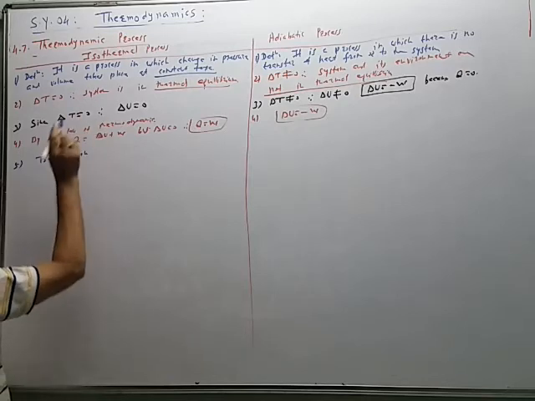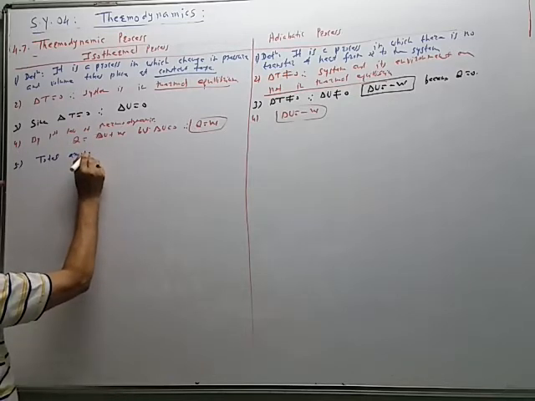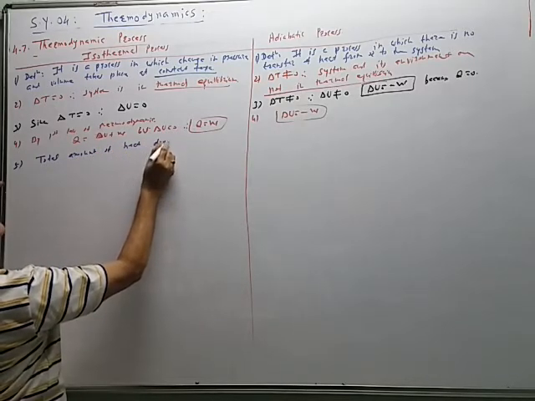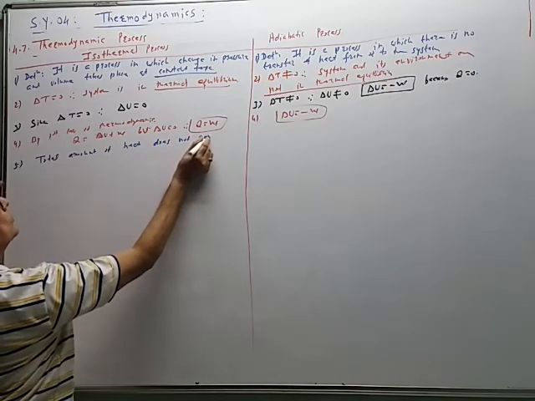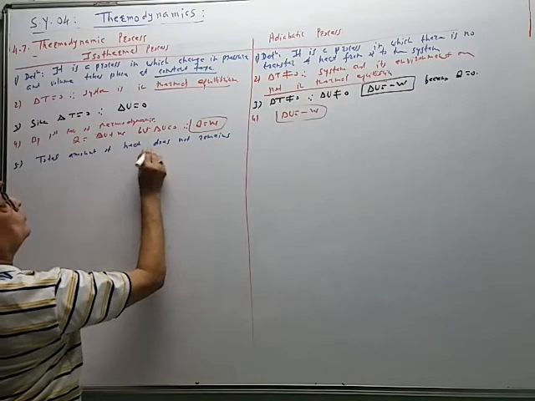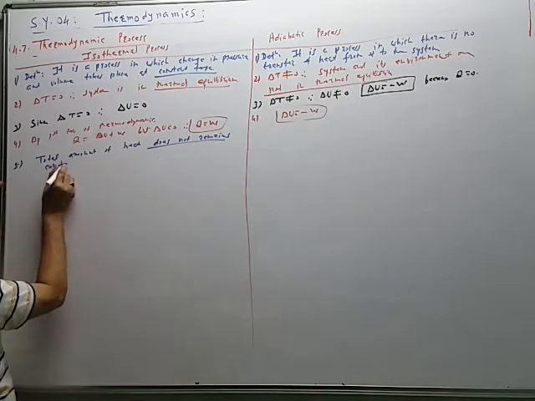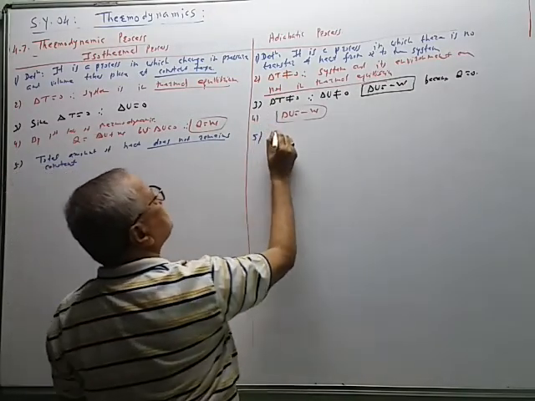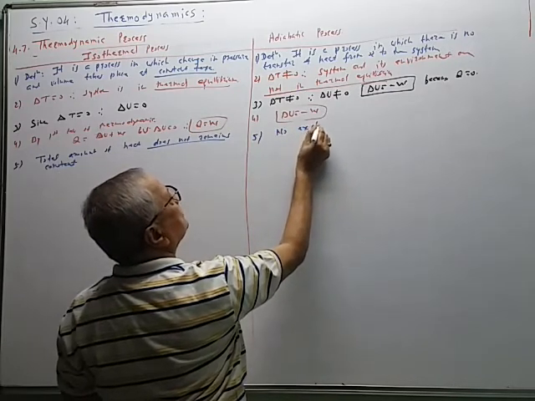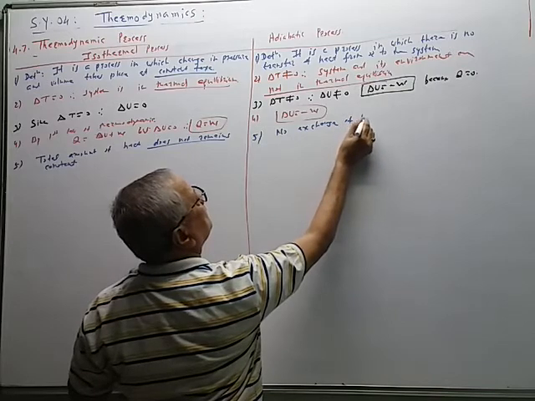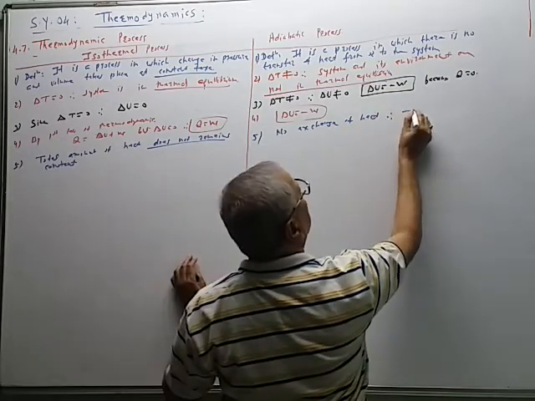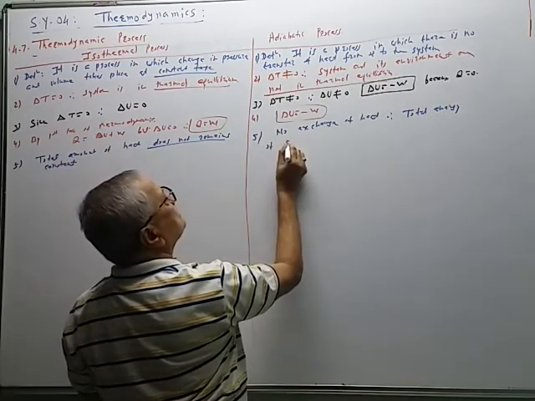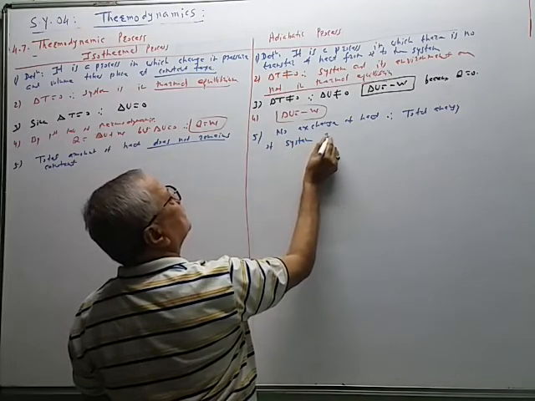Some heat is used for this expansion, so total amount of heat does not remain constant because it is used for work done. In this case, no exchange of heat. Therefore, total energy of the system, of course, heat energy, total energy of the system remains constant.